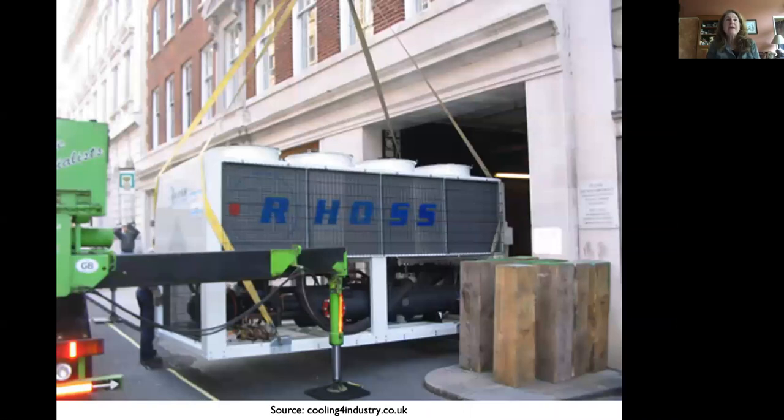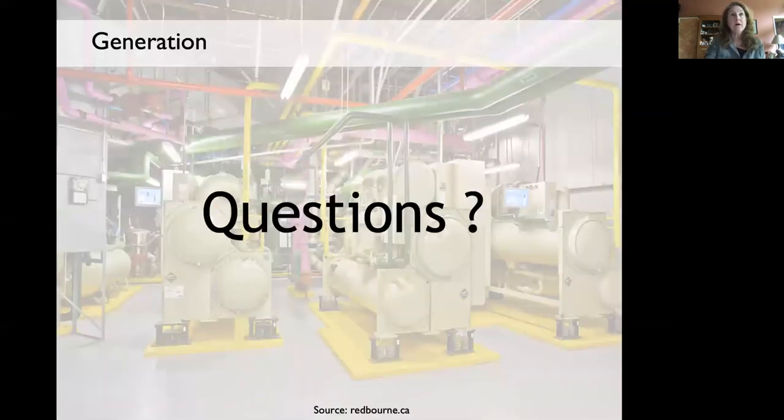And these can be huge. This is an example of a chiller that actually has the cooling tower integrated into it, and it's going to go on top of a roof. So this is going to be a package system that goes on top of the roof. All right, any questions on generation before I move to distribution?